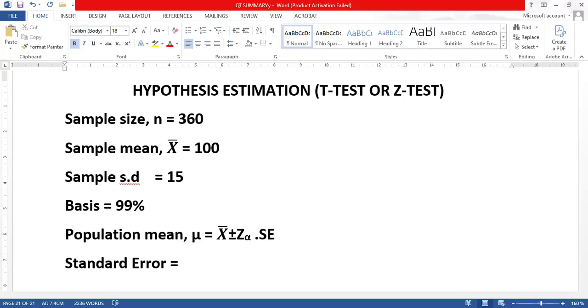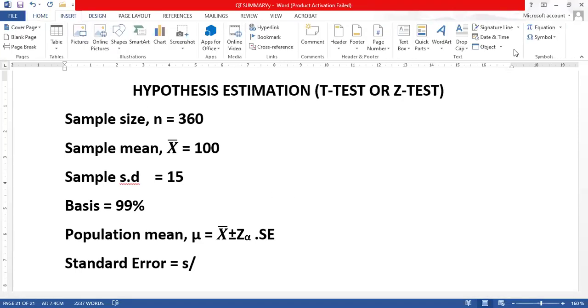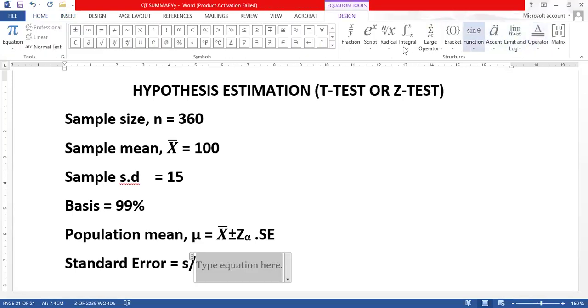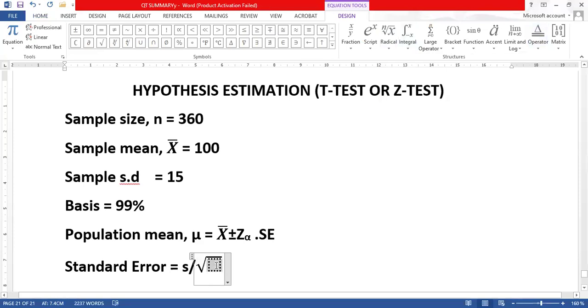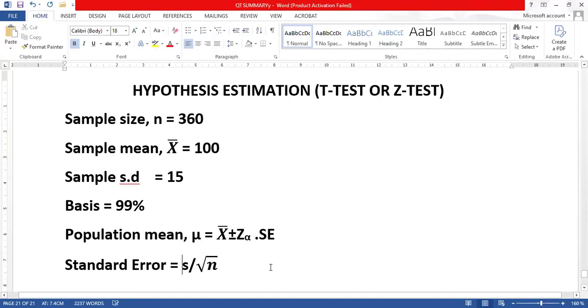How do you get standard error? Now, when I'm basing on the mean, my standard error will be this sample standard deviation S divided by root n. You get the sample standard deviation divided by root n, which will be equal to the standard deviation here.